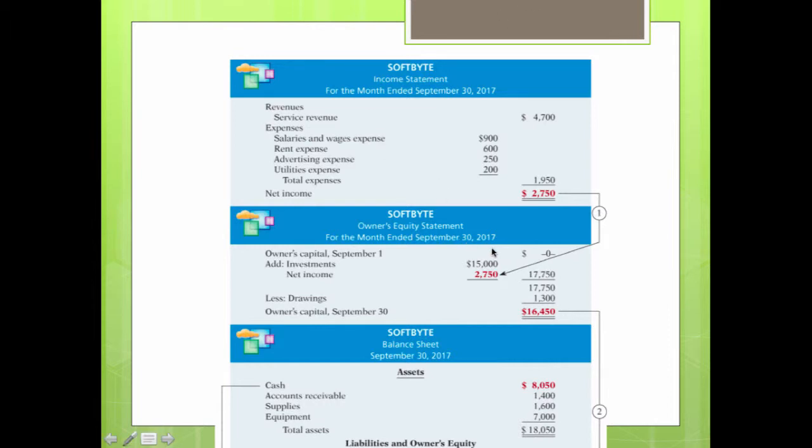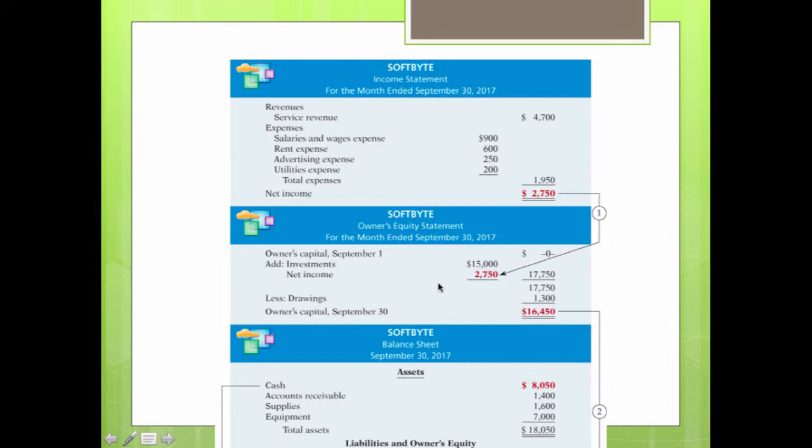we report how much money was in the account on day 1. See, we have owner's capital on September 1st. There was $0 in the account. And then we add any investments. Remember that in your homework assignment, you added an investment because you were going to invest your own money into the business. This is what this represents, which is $15,000.